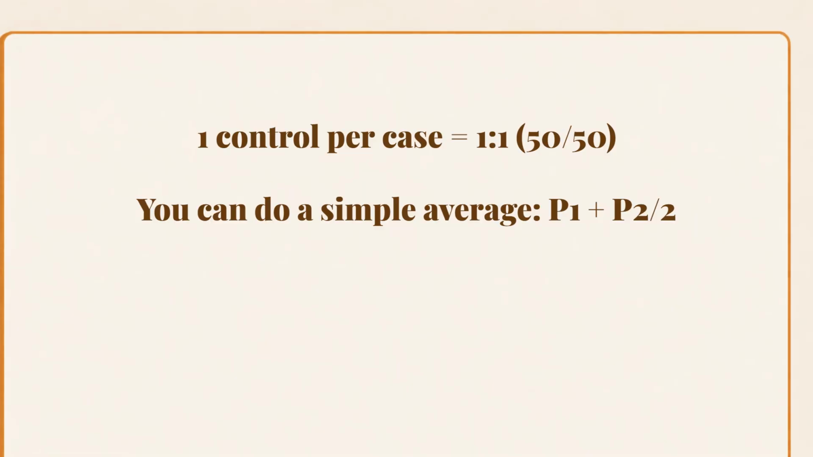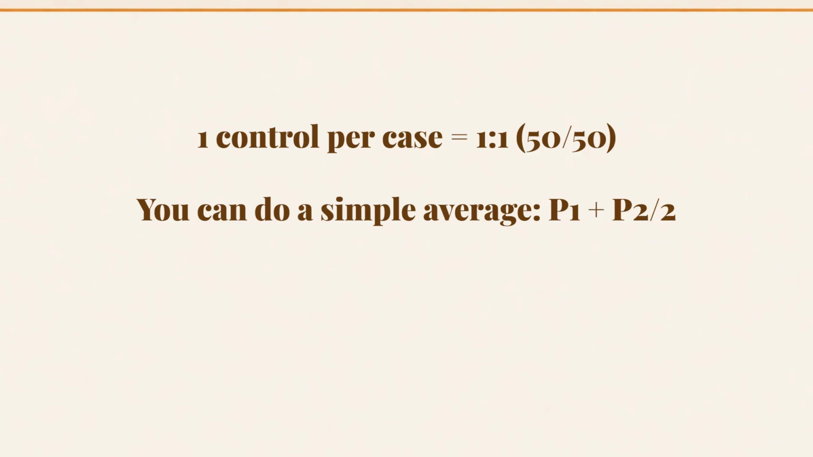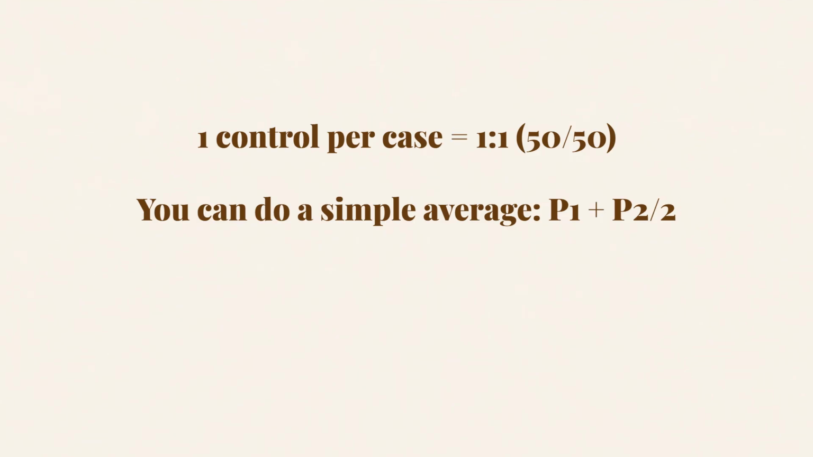So the way you calculate this P star or P bar depends on whether your groups are equal or unequal. So equal or unequal groups comes in terms of ratio. Yes, one control for every case. That means it is 1:1. So that means if you have 50 cases, you're going to have 50 controls. So you can simply do a simple average. So you can just do your P1 plus P2 divided by 2, and then you're going to get your P star that you are going to use in your calculation.